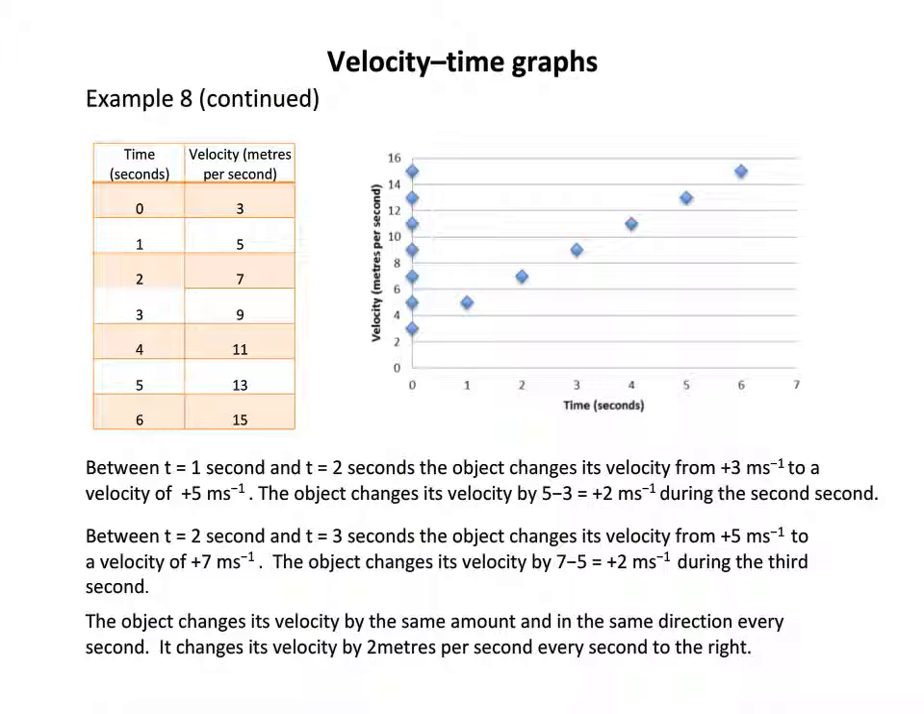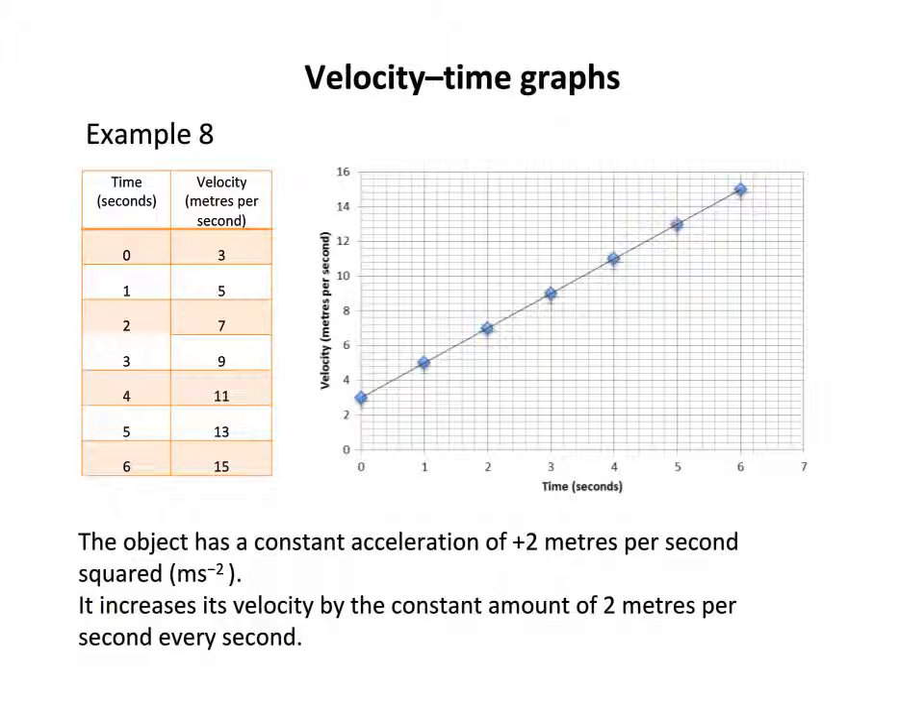The object is changing its velocity by the same amount and in the same direction every second. It's changing its velocity by 2 meters per second every second to the right. To summarize that, we would say the object has a constant acceleration of 2 meters per second squared, or it increases its velocity by the constant amount of 2 meters per second every second. And this is the end of the third session.